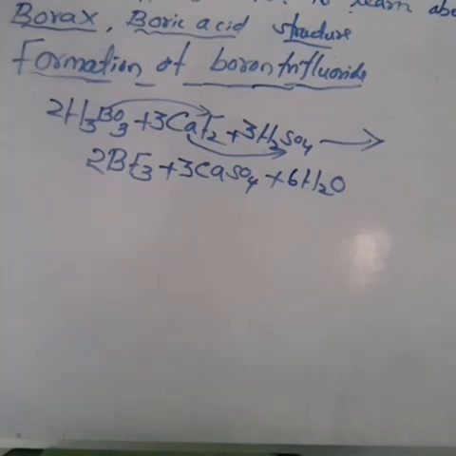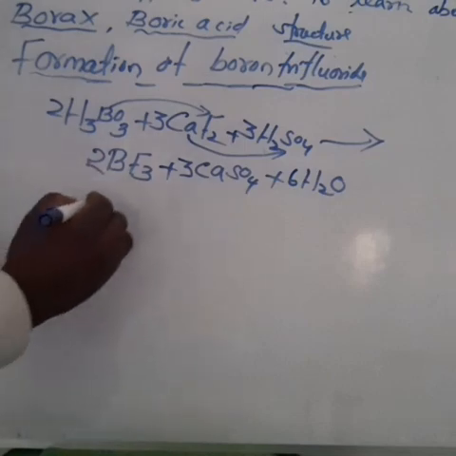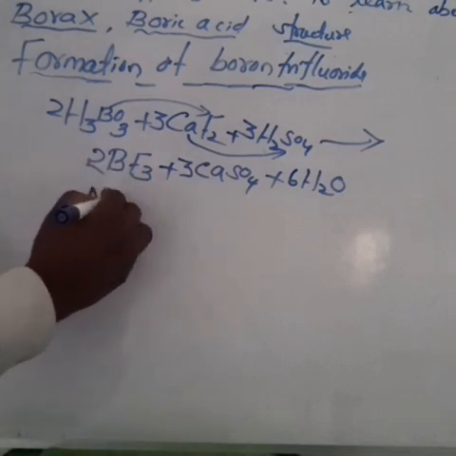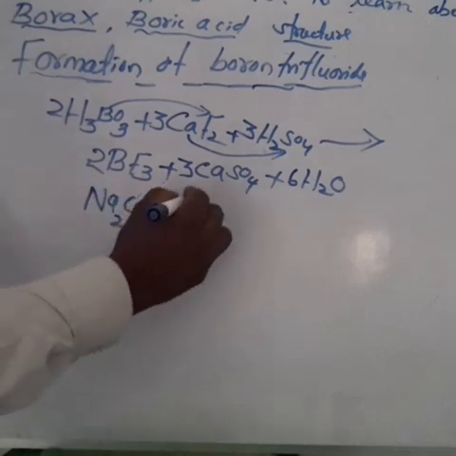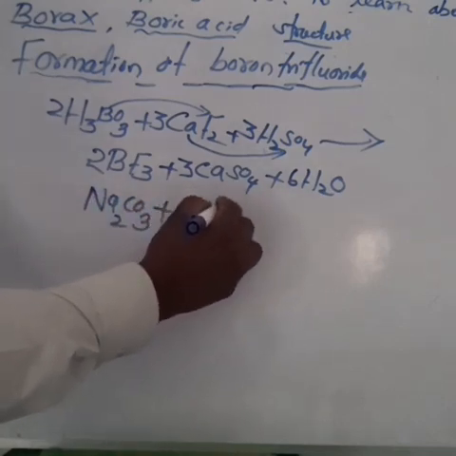Am I right? Next, about the boric acid heated with soda ash, it gives borax. What is the formula for soda ash? That is sodium carbonate. Am I right? Sodium carbonate. The boric acid. What is the formula for boric acid?